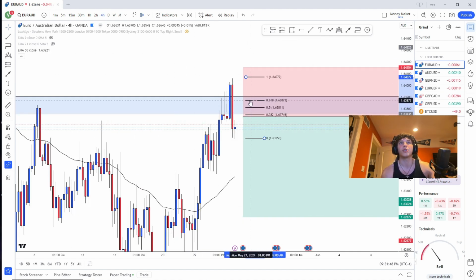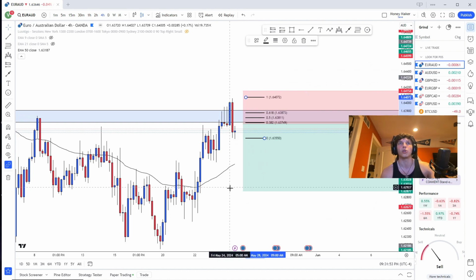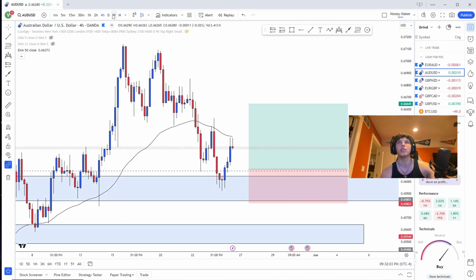But we do want to give this some breathing room, a little bit of time, since it is the beginning of the week. We don't want to jump into a trade too fast, since there is not much volume on Sunday or even Monday morning. But that also lines up really well with our next pair, AUD USD.